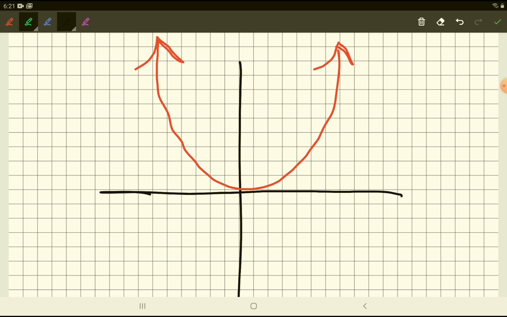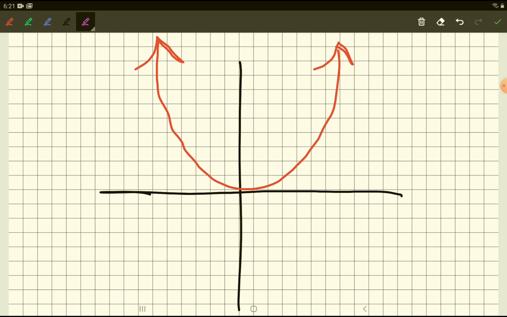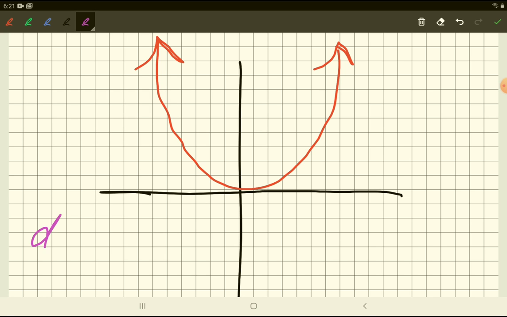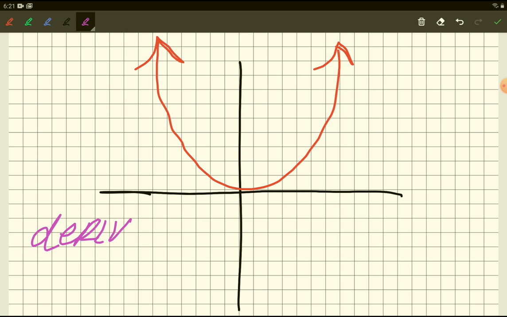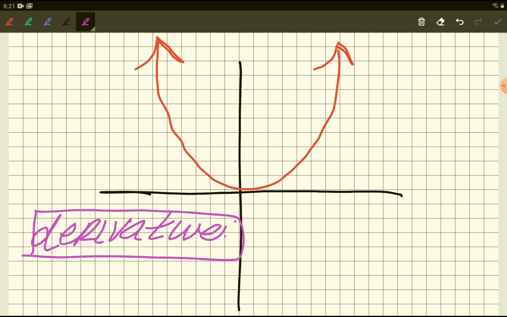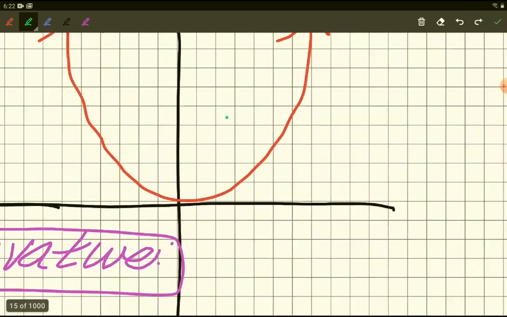Alrighty. So all a derivative is, you can think of a derivative as, well, I'll show you first, and then I'll write it in words. So say I picked, let's zoom in a little.